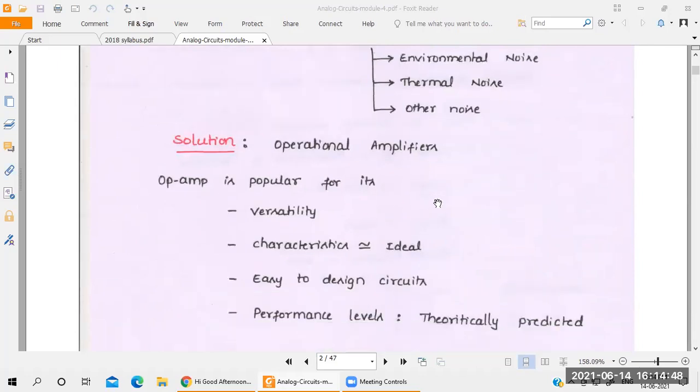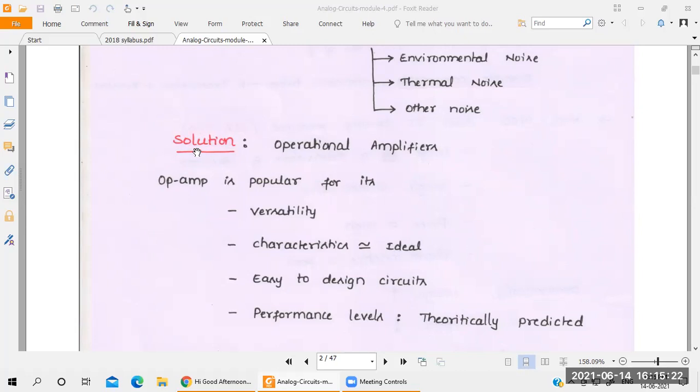See here, when we come to the solution for these drawbacks, in the op-amp we can go for popular methods like versatility. Versatility means we can adopt new things in the ICs. Then characteristics: the characteristics should always be ideal. Then the circuit should be easy to design. Then performance levels.